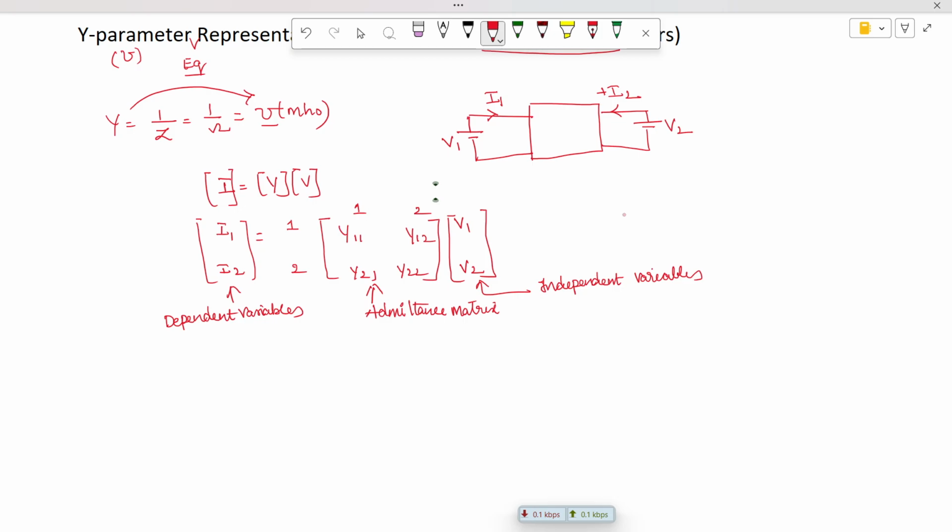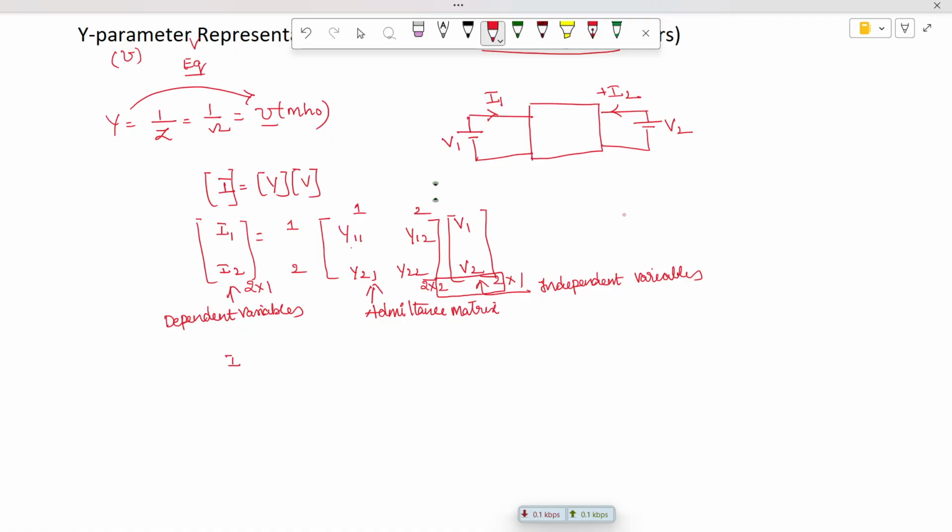Now, let's write down how to write I1 and I2. What is the order of I1 and I2? 2 rows, 1 column. What is the order of this admittance matrix? 2 rows, 2 columns. What is the order of V1, V2? 2 rows, 1 column. We can perform multiplication only when the number of columns is equal to the number of rows of the other matrix. So here matrix multiplication is possible.